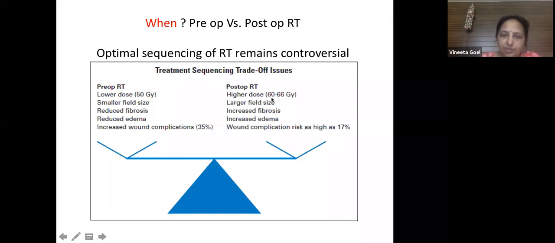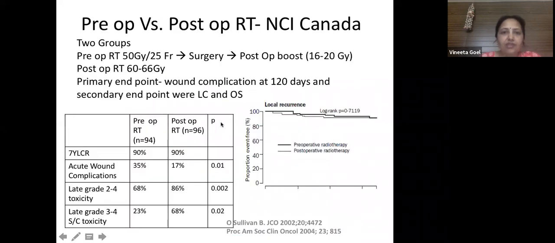Now, all these issues, all these points we have learned from this very, very important randomized trial. This trial came from NCI Canada. The principal investigator of this trial is Brian O'Sullivan. So as a radiation oncologist, whosoever is practicing sarcoma treatment must know this trial very well.